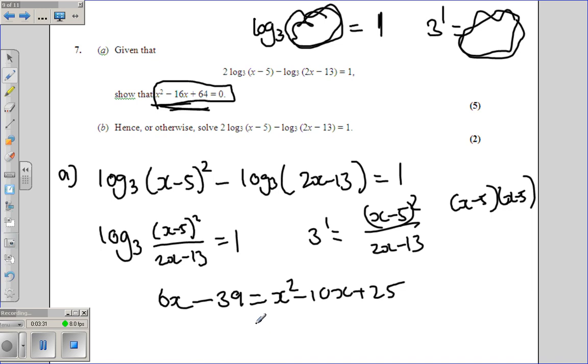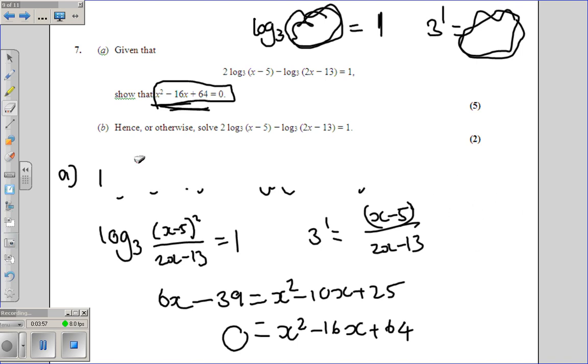Take everything over to the right, because the x squared is positive there. Minus 10x, 6x goes over as minus 6x, so that's minus 16x. 25 plus the 39 gives us that. So we've now shown part A that x squared minus 16x plus 64 equals 0. So I'm going to get rid of all the working out now, and we're going to solve it to do part B.